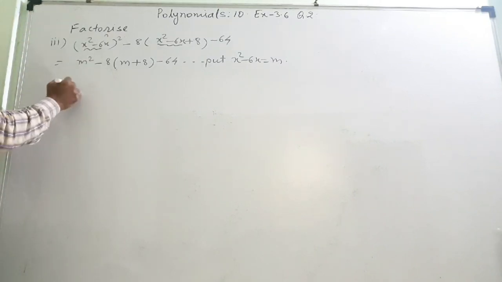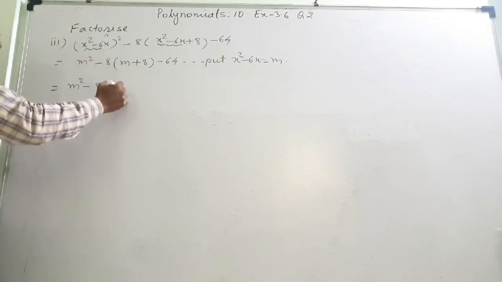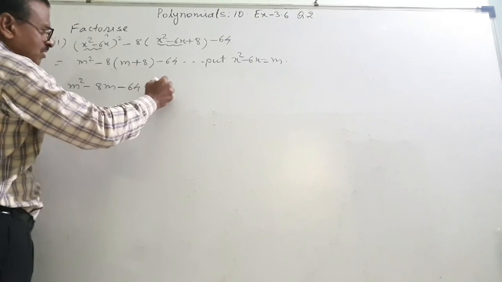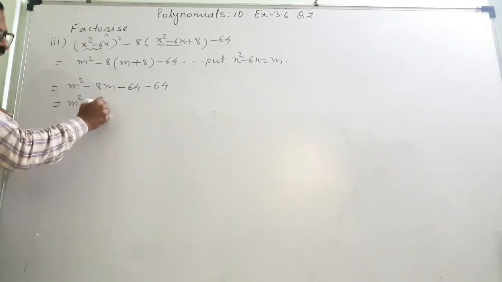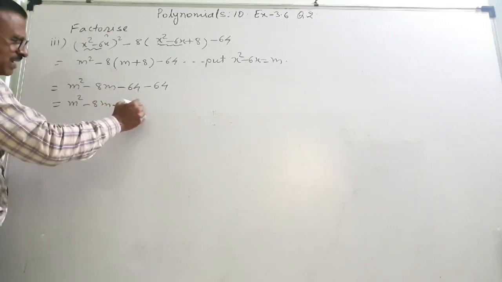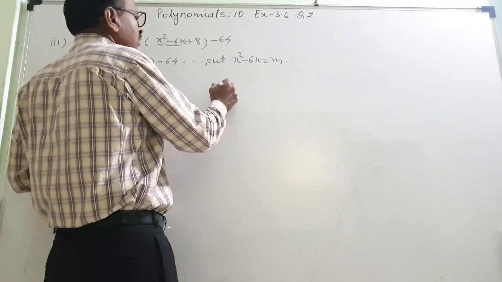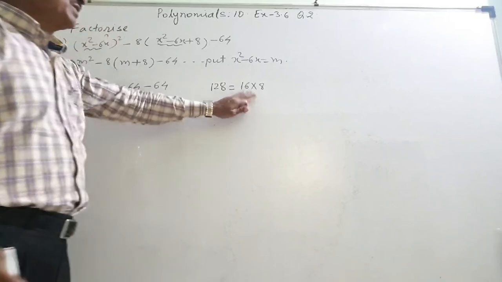So that is equal to m square minus 8m minus 8 eights are 64, minus 64. That is equal to m square minus 8m minus 128. Find the factors of 128 such that their subtraction is 8. Okay, so 128 is equal to 16 eights. 16 eights are 128.